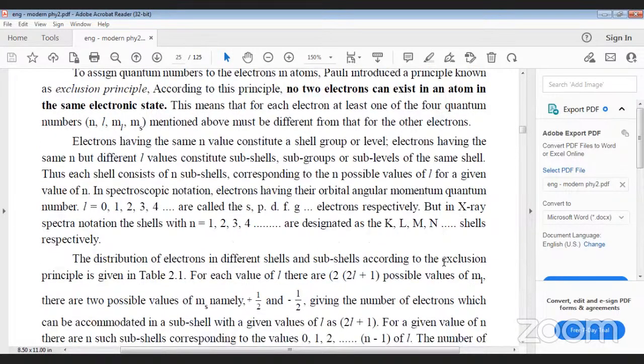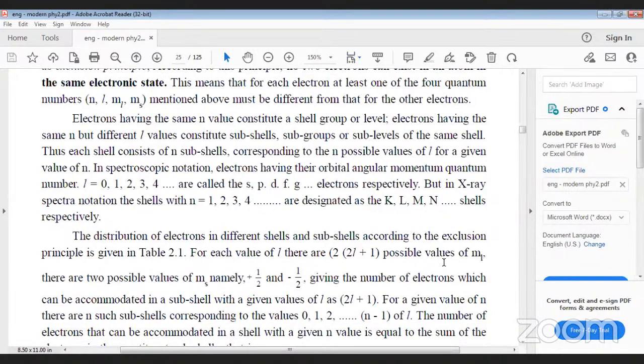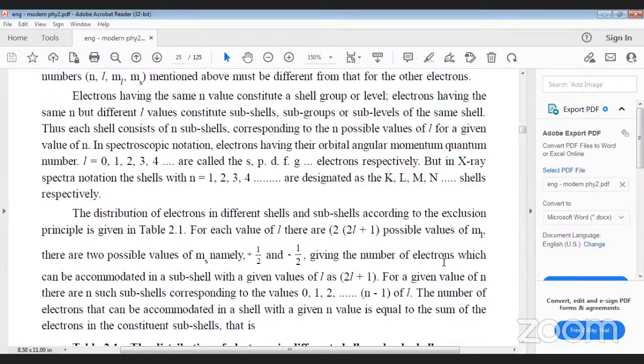Electrons having the same n value belong to the same shell, group or level. Electrons having the same n but different l values constitute the subshells, also called sublevels. So n consists of subshells, with corresponding possible values for l.